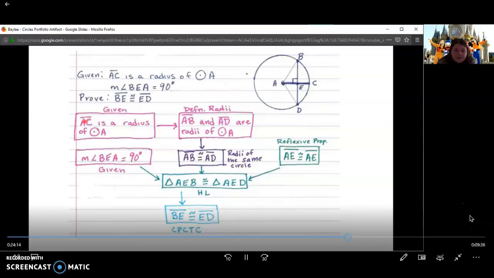So we start with what we're given, and then we know the definition of a radius, so we are able to then prove that they are radii of A, and that would make them congruent because they're of the exact same circle, so AB and AD would be congruent. And then AE and AE would be equal again because of the reflexive property, and then parts of the triangle are congruent because you have this part of the triangle and that part of the triangle, and that's equal.